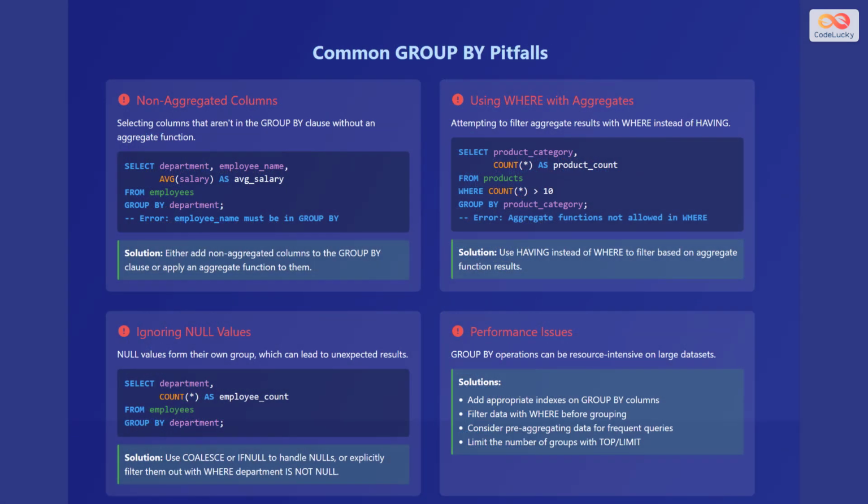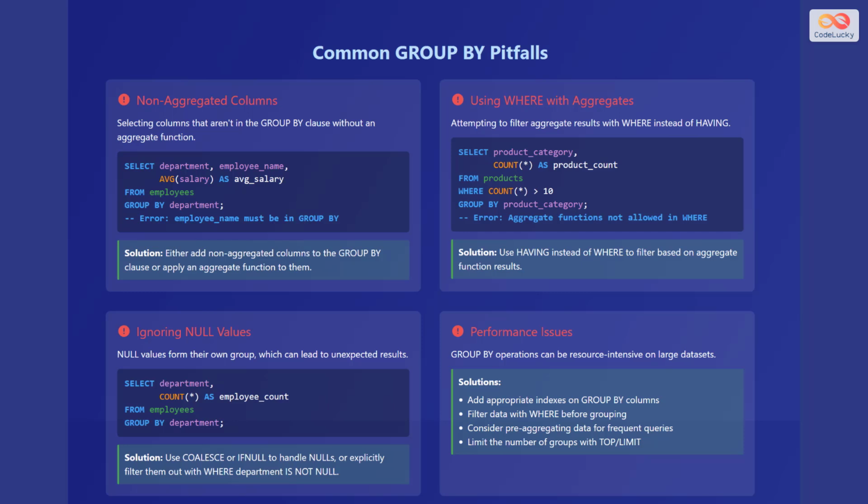Here, let's see common pitfalls with the group by clause and how to avoid them. The first pitfall is non-aggregated columns. This occurs when selecting columns that aren't in the group by clause without an aggregate function. If you look at the code here, there is an error since employee name must be in the group by clause. To solve this, either add non-aggregated columns to the group by clause or apply an aggregate function to them.